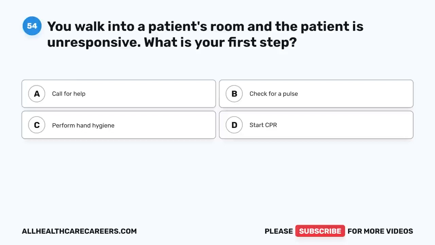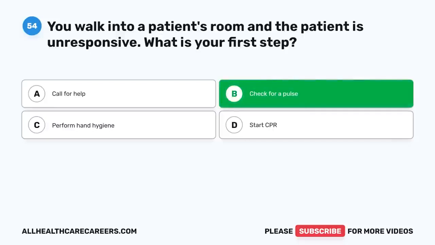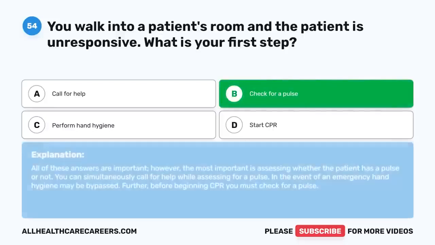A. Call for help. B. Check for a pulse. C. Perform hand hygiene. D. Start CPR. The correct answer is B. Check for a pulse.